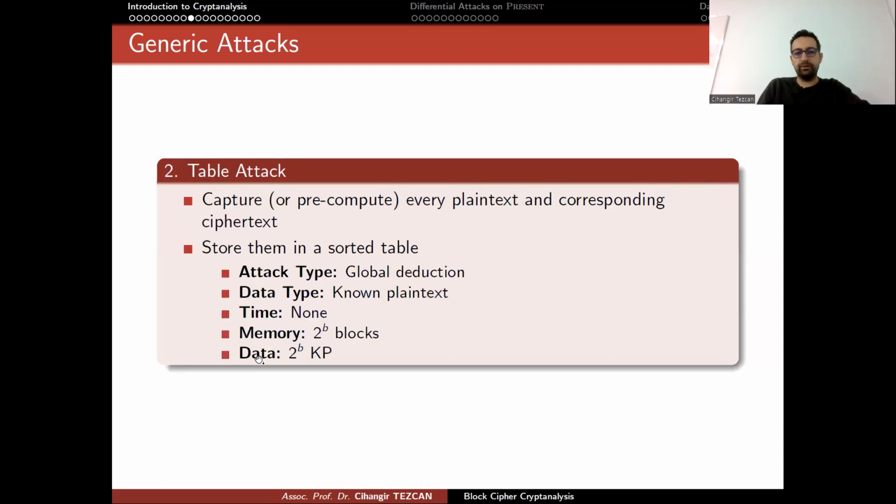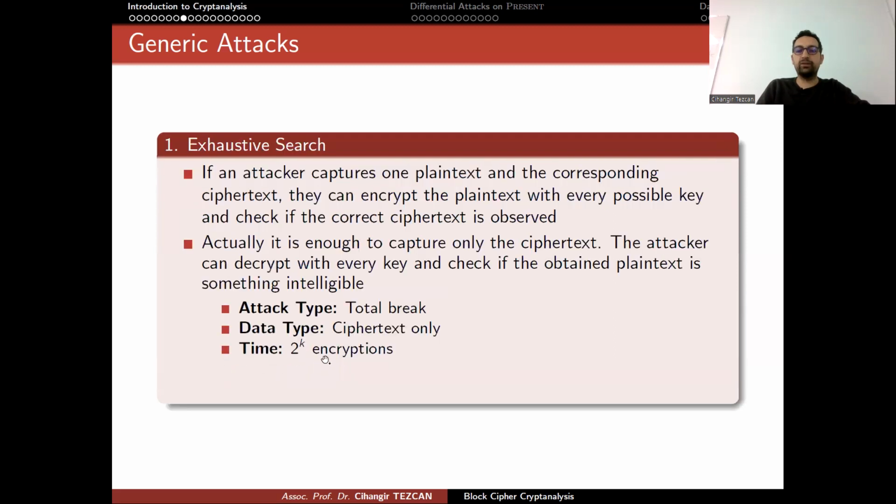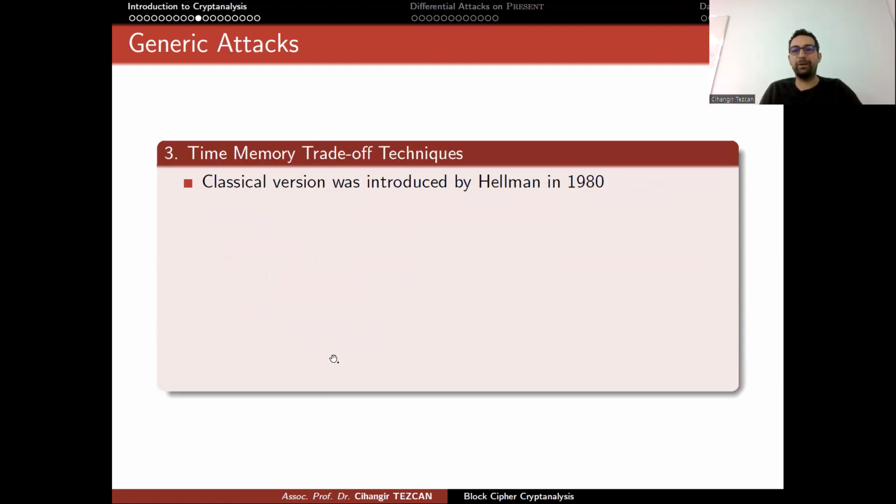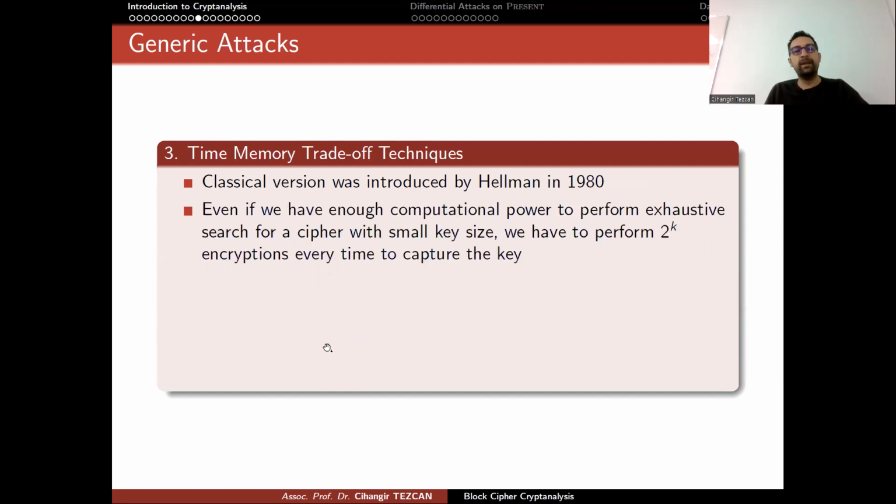So now, before moving on, we can say that this attack requires a lot of data and memory, and this attack requires a lot of time. So can we somehow meet them in the middle? Can we do something like a time memory trade-off? Okay. So the answer is yes. And these are called, as you might guess, time memory trade-off attacks. It has many variants, many improvements, but the classical version was introduced by Hellman in 1980.